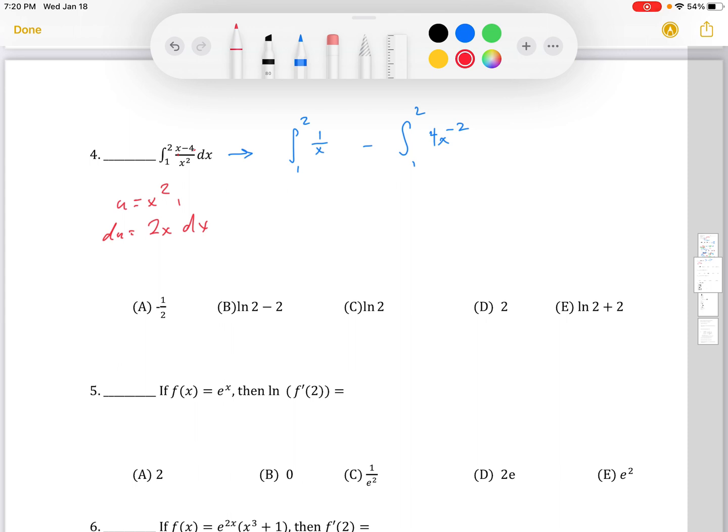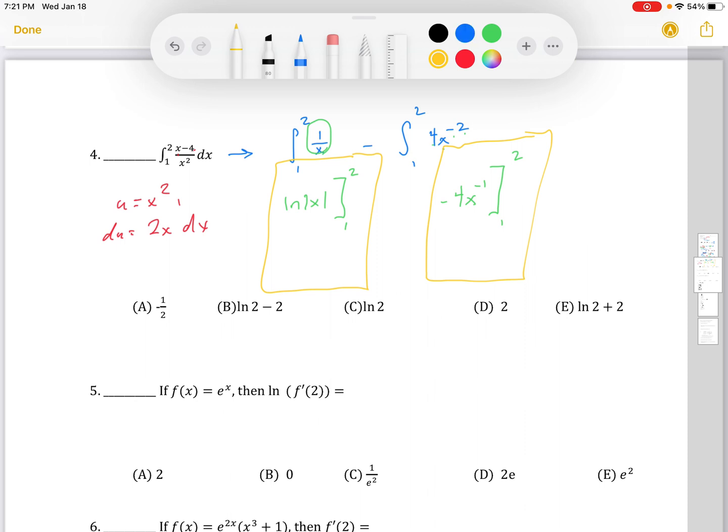So how this is going to work is the integral of 1 over x is the natural log of x. So I'm going to want to plug in 1 and 2 there, give myself an answer. And then over here, the integral of 4x to negative 2 would be negative 4x to the negative 1. And again, I want to plug in 1 and 2. So what's going to happen is I'm going to get an area for that integral, an area for this integral, and I'm going to subtract these two.